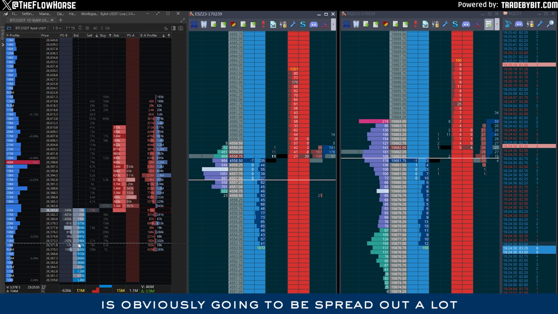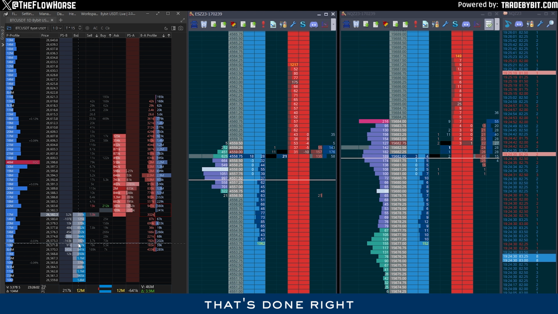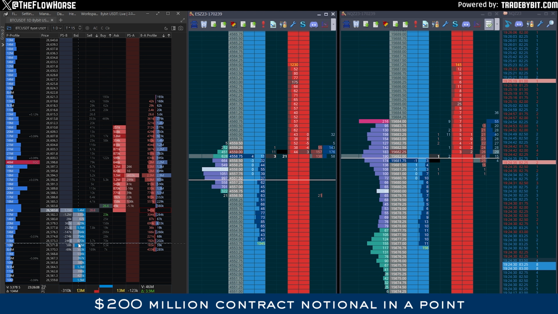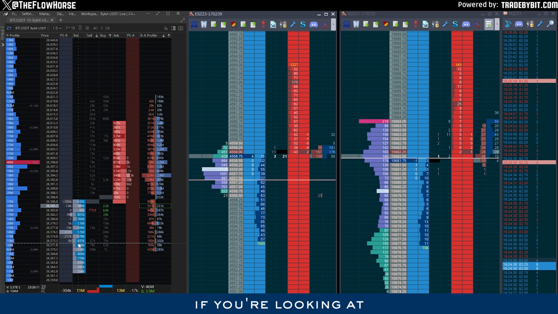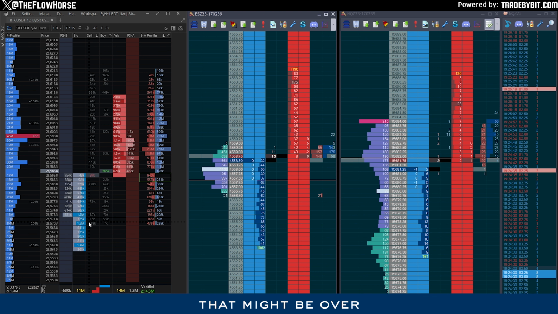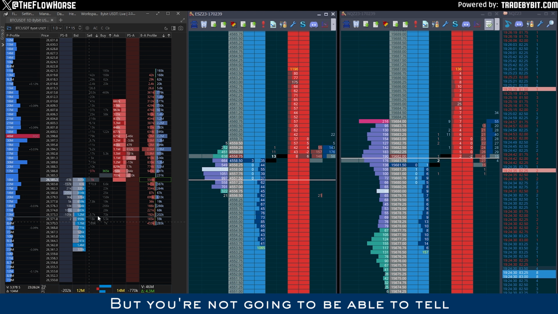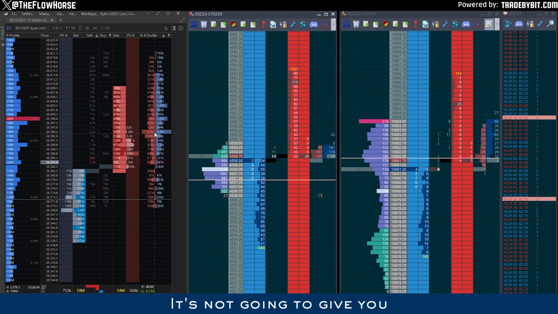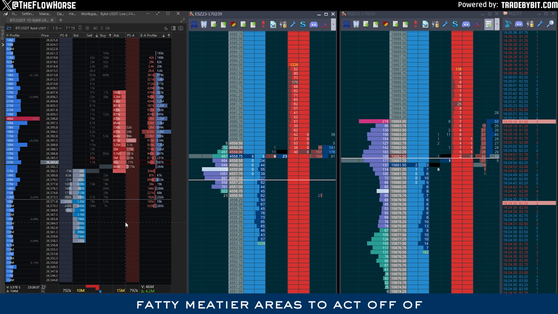That area for BTC is obviously going to be spread out a lot more than if you're looking at something like the ES. The ES is a lot more volume that's done, right? You could see someone do 200 million contracts notional in a point, whereas BTC, that's not going to be the case. If you're looking at, let's say, a 50 million contract position accumulate over a particular region, well, in liquidity conditions like we have right now, that might be over a pretty wide range of prices, but you're not going to be able to tell that that's taken place unless you actually change the tick setting, okay? Because otherwise, you're going to have a lot of gaps within your profiles. It's not going to give you anything that really shows you any kind of fatty, meatier areas to act off of. The same with the volume profile.